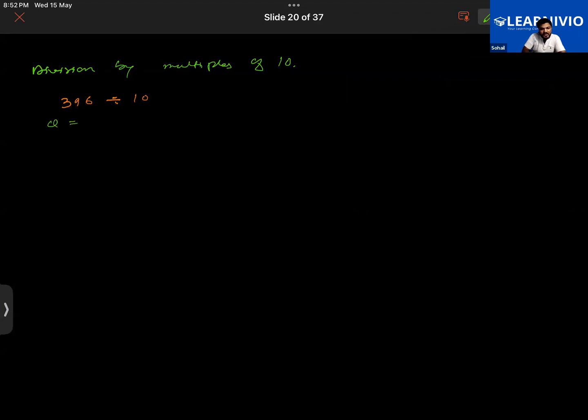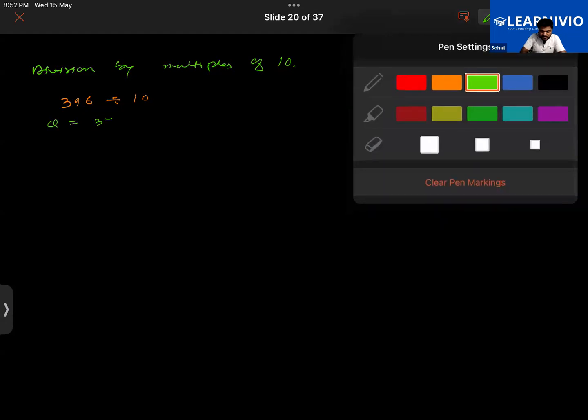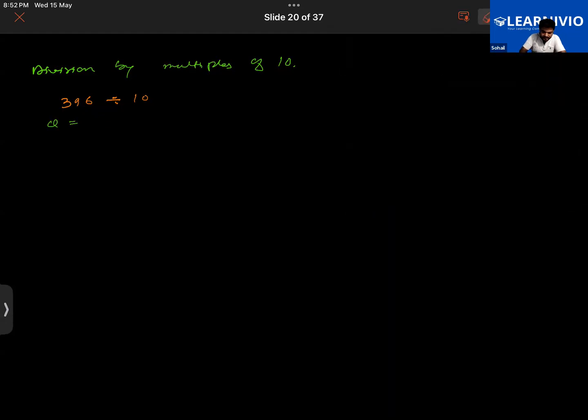What is the quotient here? It would be 37, not 37, 39, and the remainder would be how much? Remainder would be how much? 6, no? Getting it, guys? You can check it. Yes.